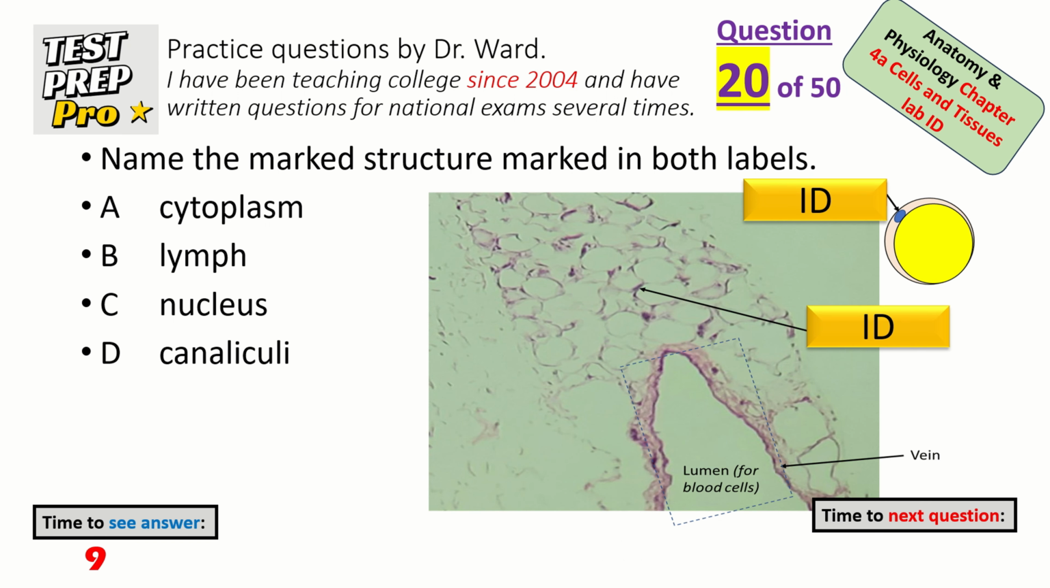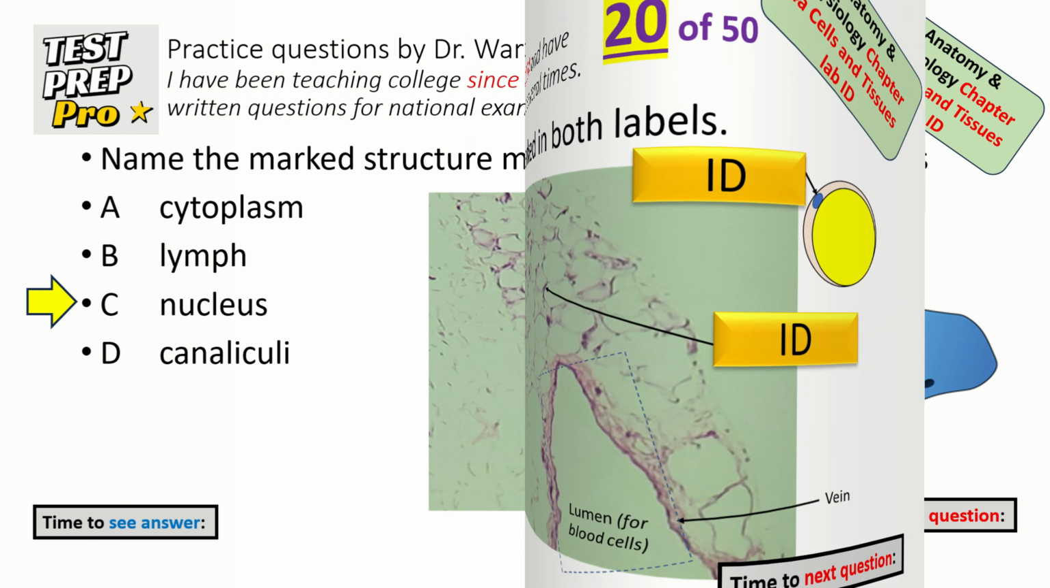Name the marked structure marked in both labels. It's pointing to basically the brain of the cell in an adipose slide. The nucleus. Good job. You're doing amazing. Keep it up.